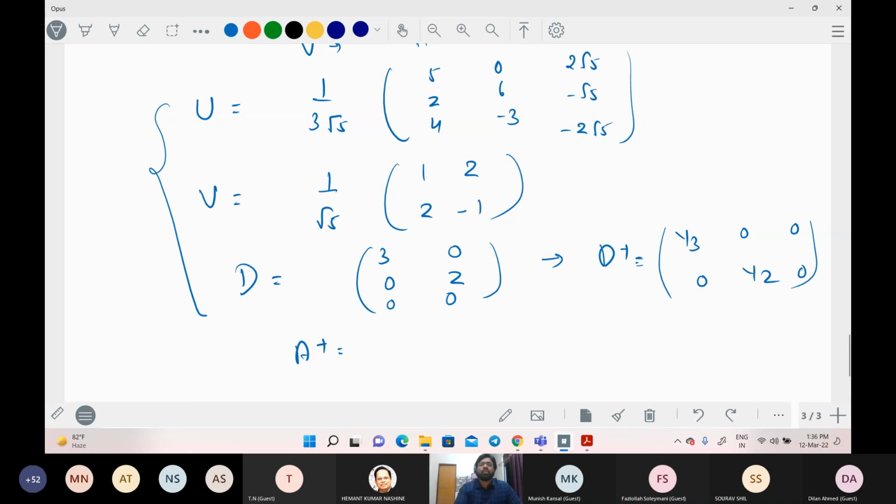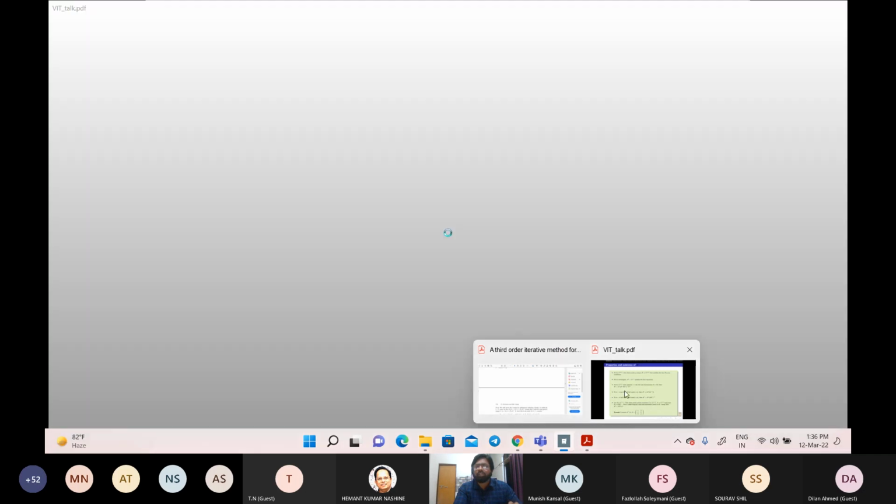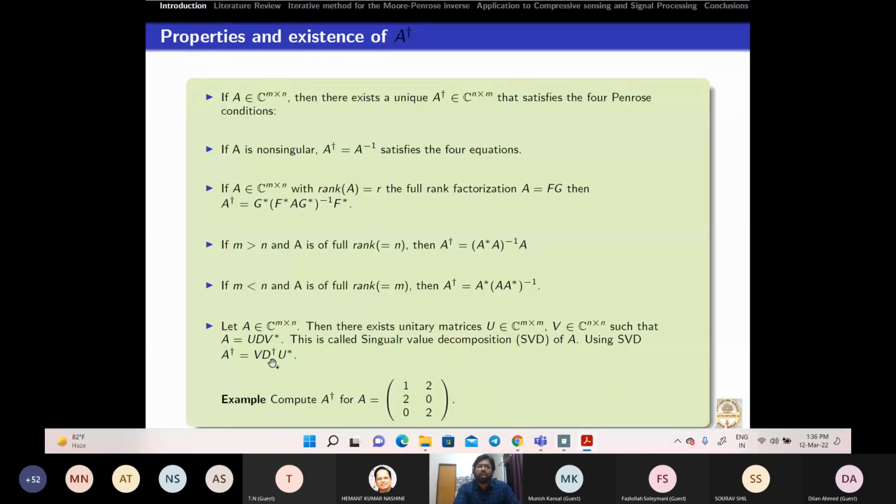Then you get 1 by 3, 0 and 0, and here 0, 1 by 2 and 0. So you have U, V, D, and D dagger, and with these, by this expression, you have the Moore-Penrose inverse of A. This principle is applied in MATLAB, which uses SVD to compute the Moore-Penrose inverse of A. This also shows that for any arbitrary matrix, we can compute its Moore-Penrose inverse using SVD. It is a direct method, though for larger matrices it may have more computational cost.